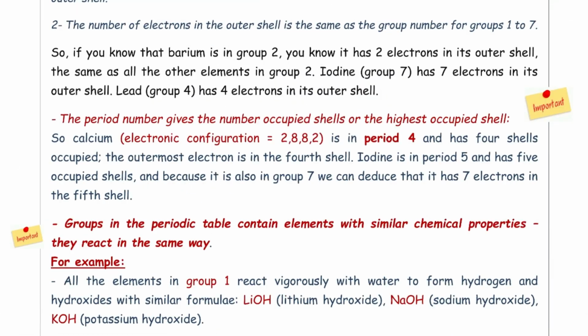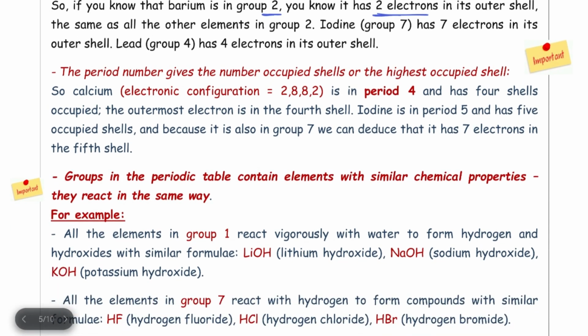Let's check the part related to this in the exam. The number of electrons in the outermost shell is the same as the group number. So if you have something in group 2, let's say barium, it contains 2 electrons in the outermost shell. Also the period number gives you the number of occupied shells, or the highest occupied shell. For example, with electron configuration 2, 8, 8, 2, we have 4 electron shells, so it's in period 4. That's related to the first question.